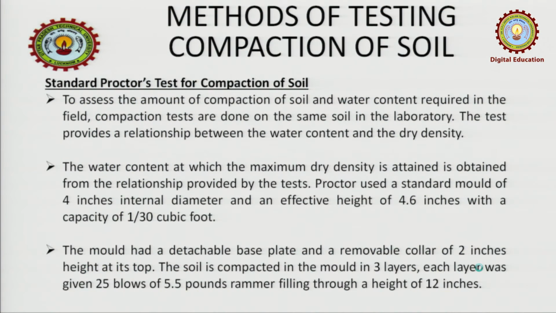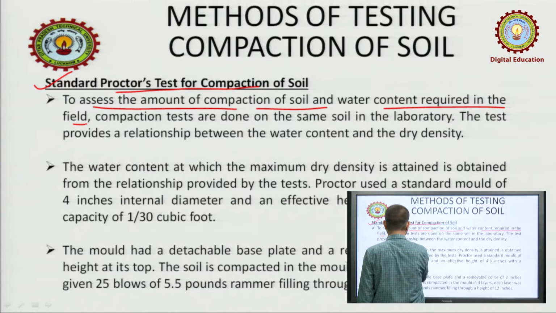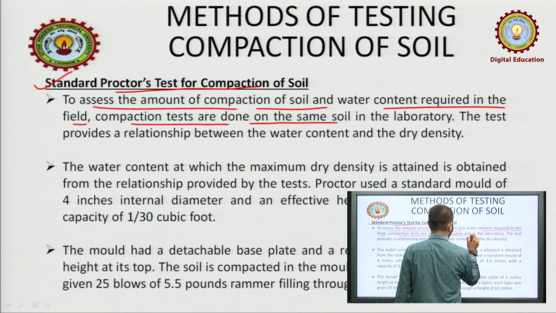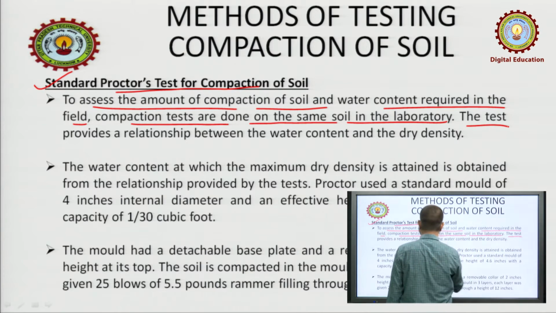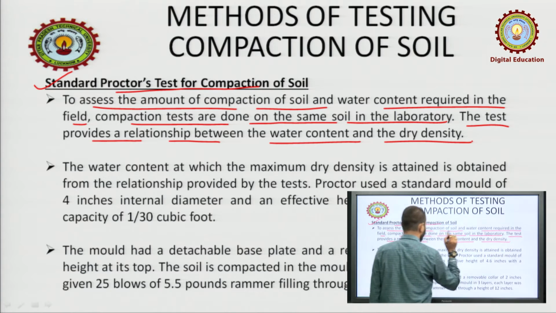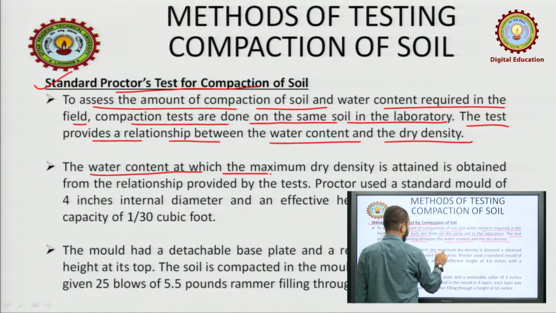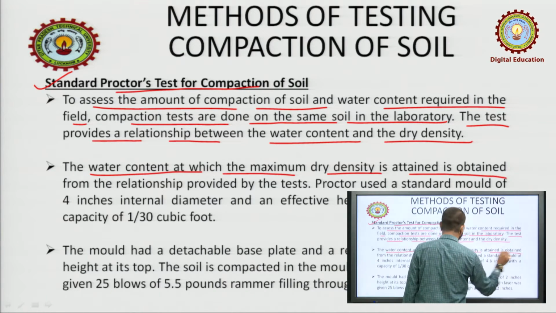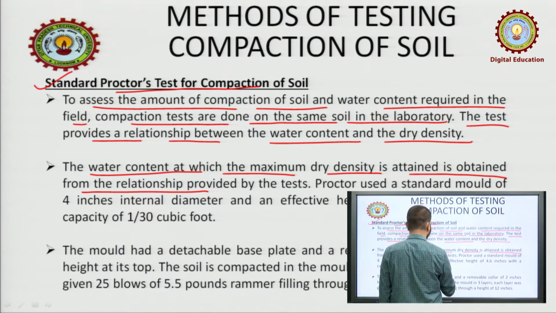Methods of testing the compaction of soil. The first method is the standard Proctor's test. To assess the amount of compaction of the soil and the water content required in the field, compaction tests are done on the same soil in the laboratory. The test provides a relationship between the water content and dry density.